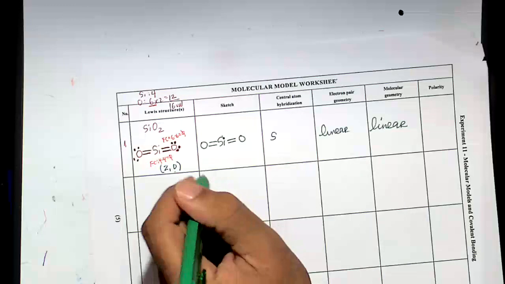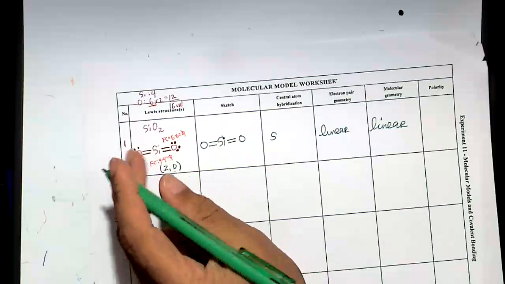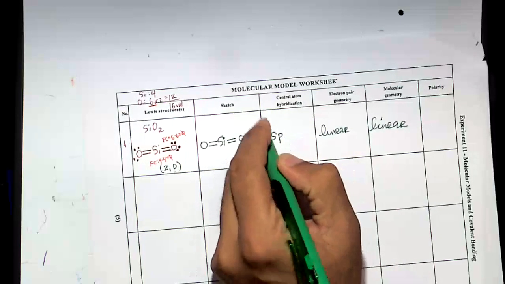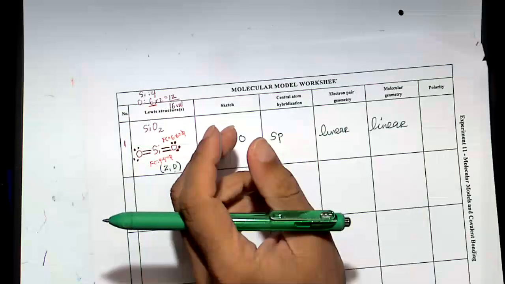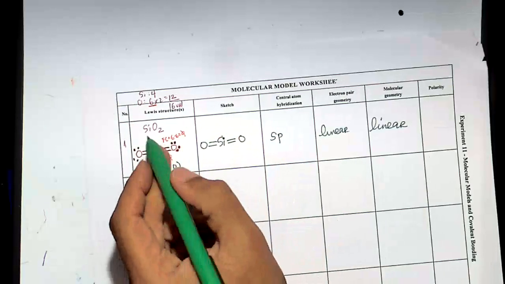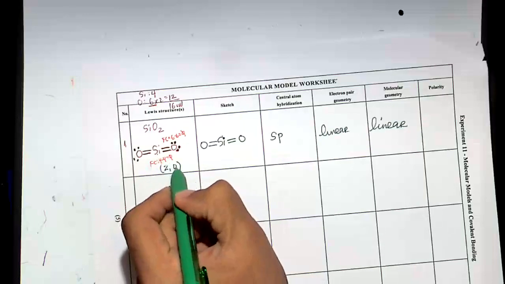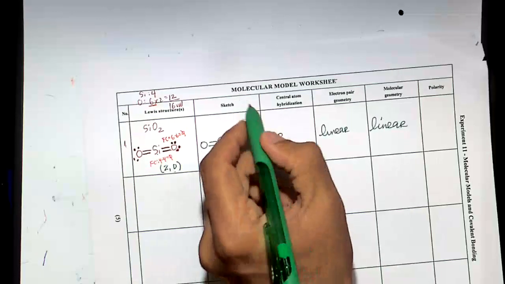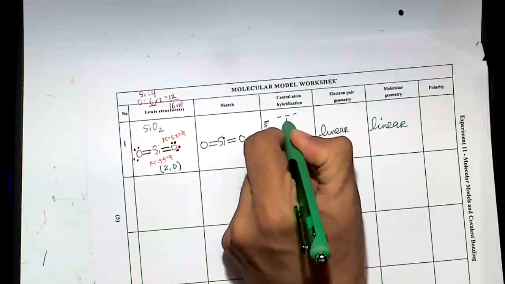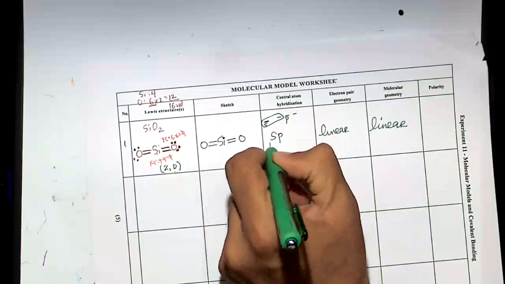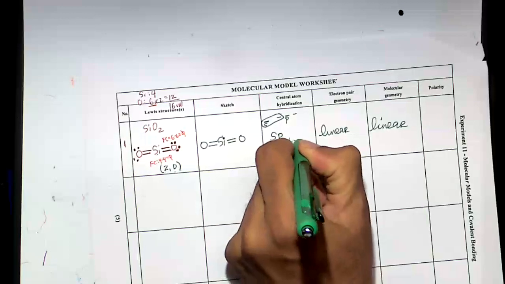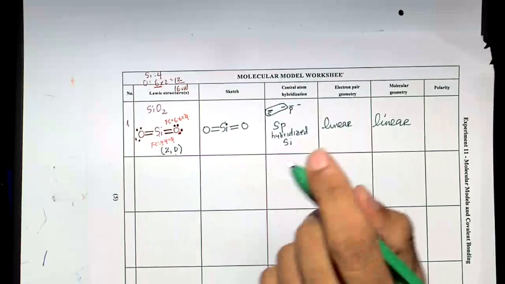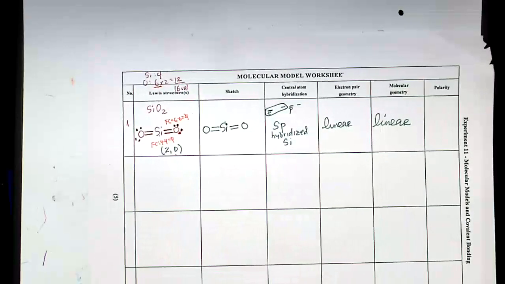What's the hybridization? This would be an sp hybridized silicon. We don't say P1 or S1, we just say S and P. Do you see this, Amy? 2 bonds, 0 lone pairs. 2 plus 0 is 2. So to get to 2, we take 1 from S and 1 from P. So this is an sp hybridized central atom, and that central atom is silicon.